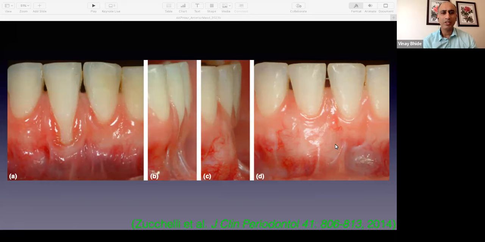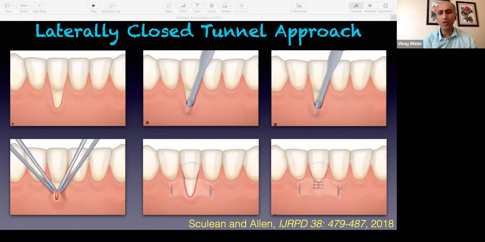And then last but not least, a newer procedure, which was published by Anton Skoulian and Pat Allen just about 5 years ago, is a laterally closed tunnel approach for narrow isolated recessions in the anterior mandible. Now, this is very similar to the double papilla procedure that I showed you, except here you're not actually elevating anything. You're leaving the tissues completely intact.